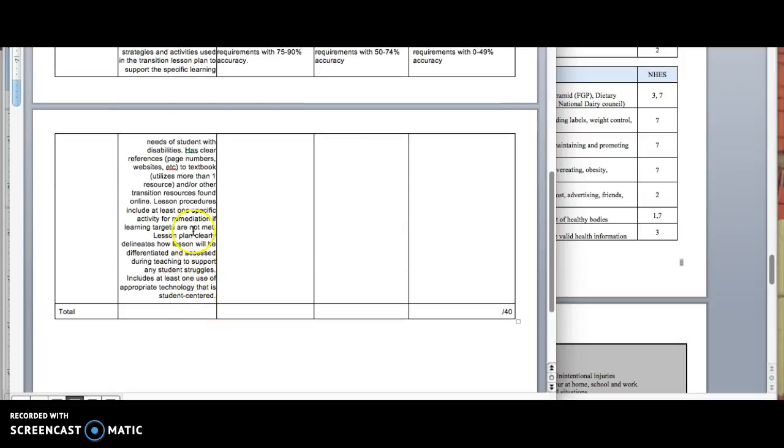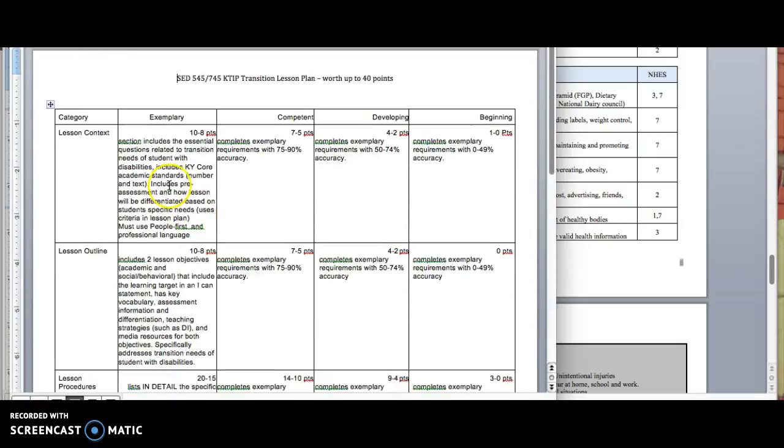You also want to make sure that you clearly said how this lesson is differentiated, what you've done to address the specific needs of your student, and what assessment you're going to give at the end of your lesson. So that's the rubric that you'll be using.